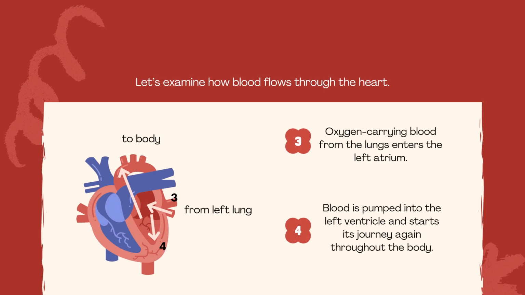Now after that, the third arrow, you can see, from the left lung. The arrow shows oxygen-carrying blood from the lungs entering the left atrium. This is the left atrium part, and this blood is pumped into the left ventricle, where the fourth arrow is showing. The blood goes to the left ventricle and starts its journey again throughout the body. So this is the blood cycle of the heart.